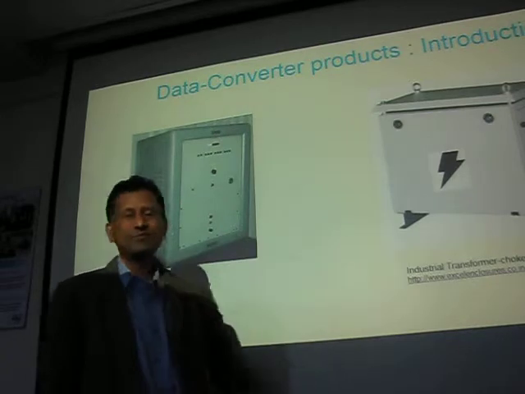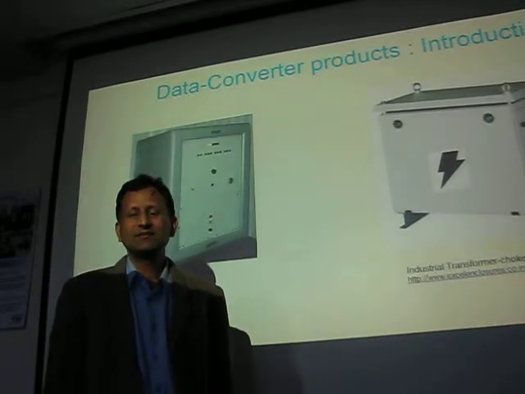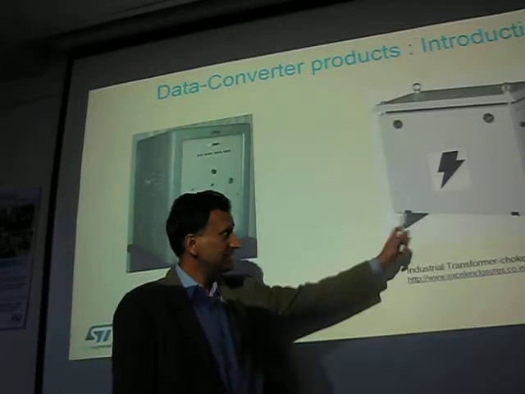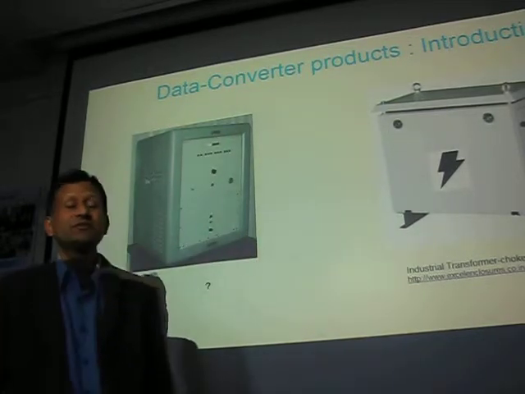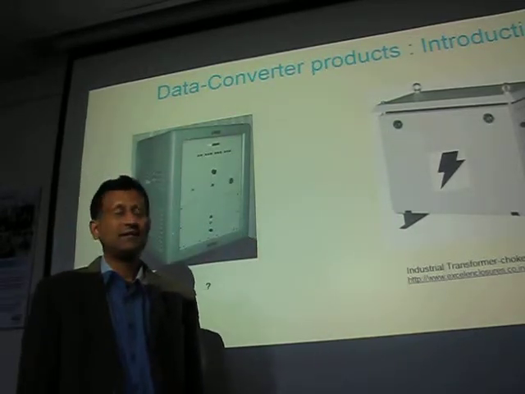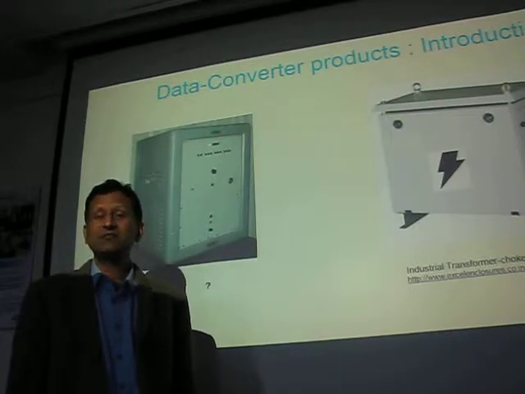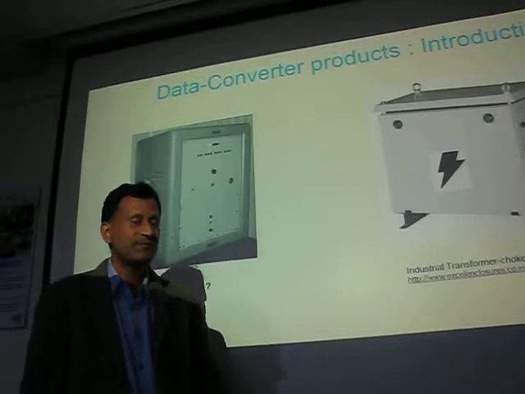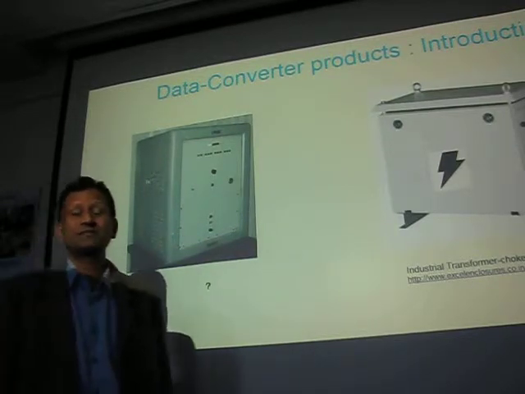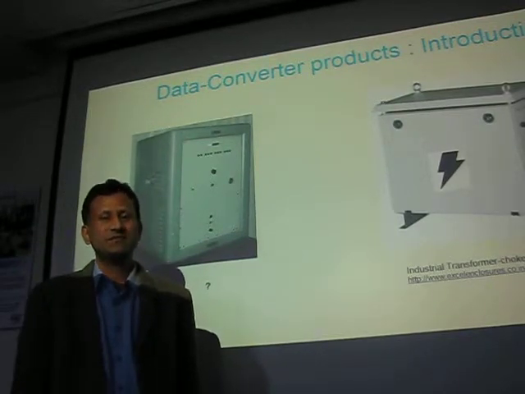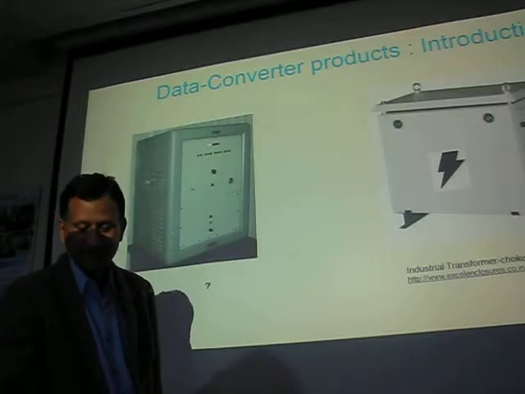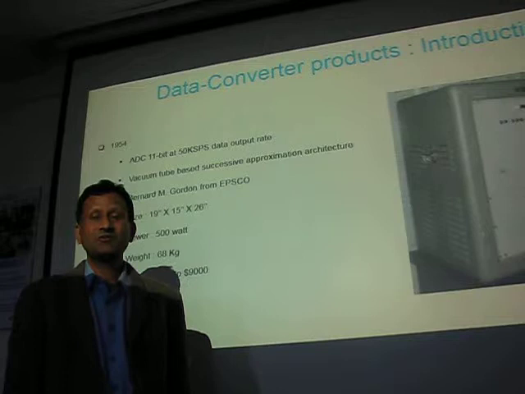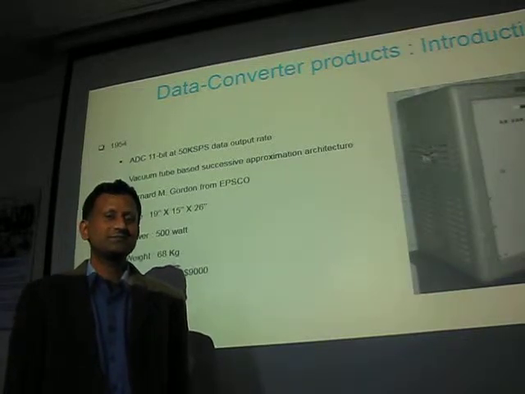What is this? These two boxes seem like some electrical products or panels. Yes, the right side box is an industrial choke enclosure. It contains an industrial transformer, a big coil which deals with thousands of volts. The left side box looks the same, but it is not. It is the first commercially offered electronic analog to digital converter.